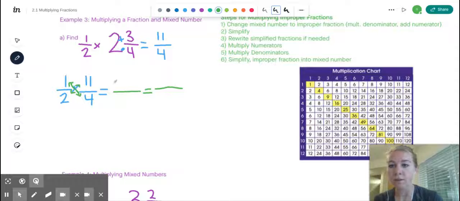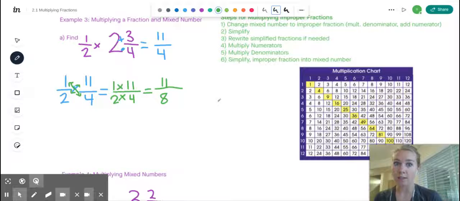Okay, so in our numerators, we have 1 times 11. And 1 times anything is that anything. So 1 times 11 is 11. And then step 5, multiply denominators. We have a 2 and a 4. So 2 times 4, and that is 8. Okay, we're not quite done because step 6 says simplify improper fraction into a mixed number.